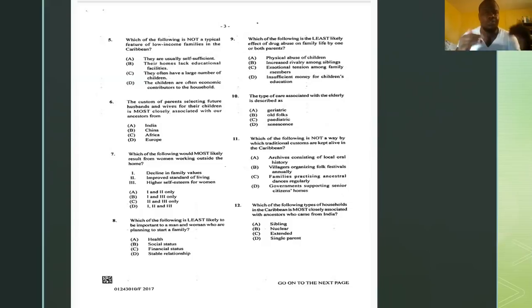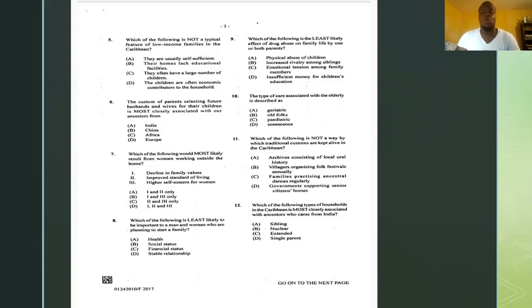So 3 of them are ways to preserve traditional customs, so you must find the one that is not a way. So the answer for number 11 is D, government supporting senior citizens homes. That's not a way of preserving traditional customs.